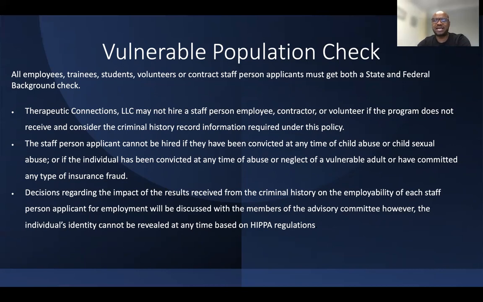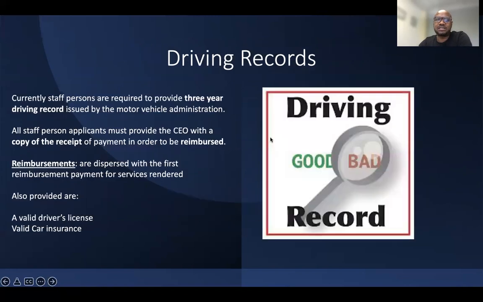Anyone who was convicted at any time for any child abuse, child sexual abuse, or if the individual has been convicted at any time for abuse or neglect of a vulnerable adult, or have committed any type of insurance fraud. Decisions regarding the impact of the results received from the criminal history on the employability of each staff person will be discussed with the members of my advisory committee. However, the individual's identity cannot be revealed at any time based on HIPAA regulations.